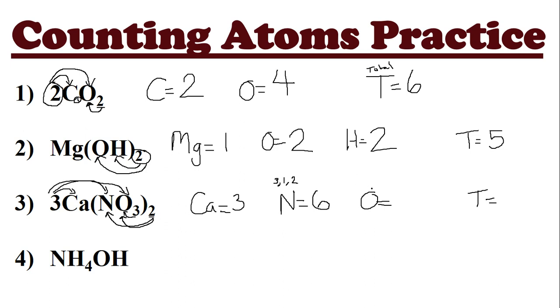Now, let's look at O for oxygen. First number I see going to it is a 3 from the front. Then I see another 3 from a subscript going to it. And then I see a 2 going to it as well from outside the parentheses. So now we have to multiply all three numbers together. 3 times 3 is 9, times 2 is 18. Now to get the total, we do 3 plus 6 plus 18, and you would get 27 total atoms. Is that what you got?